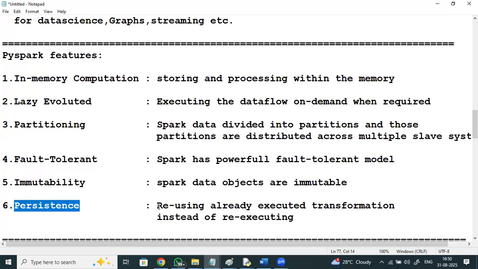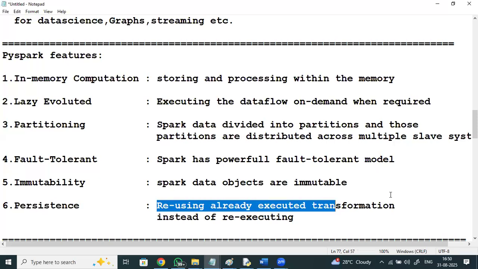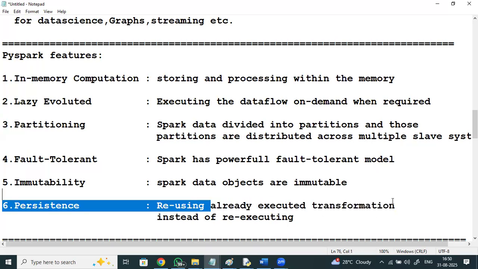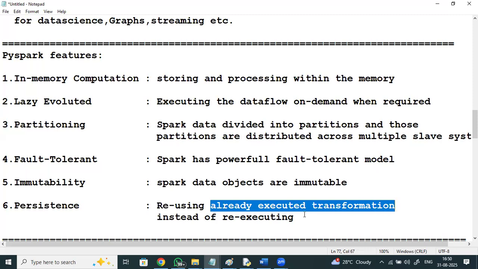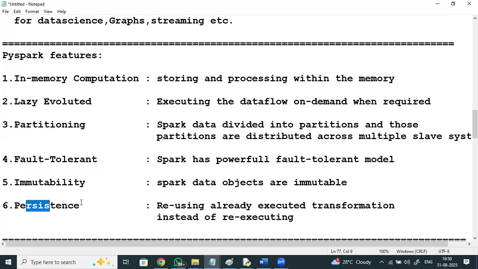Persistence: reusing already executed transformation output. So here we are reusing instead of re-executing. These are the main features: mainly in-memory computation, persistence, and partitioning, where you achieve parallel processing.